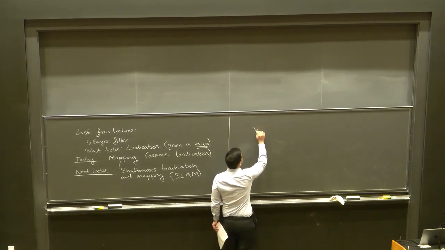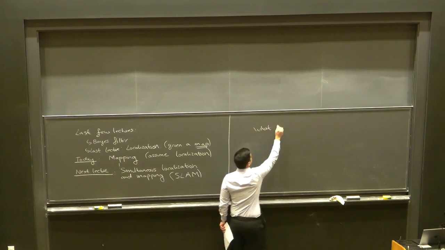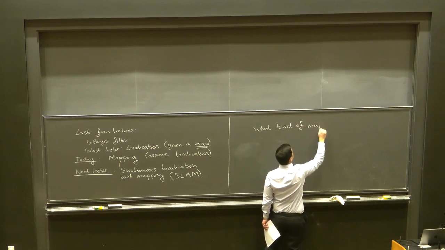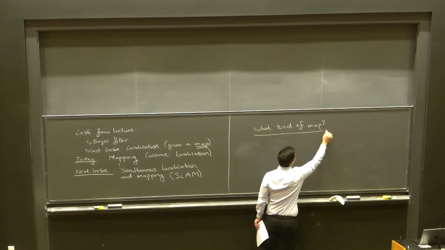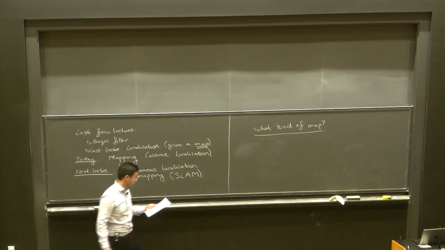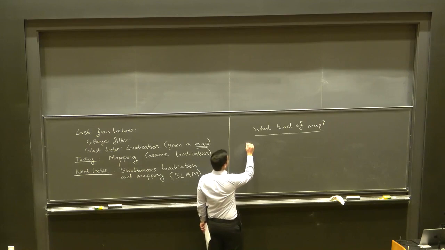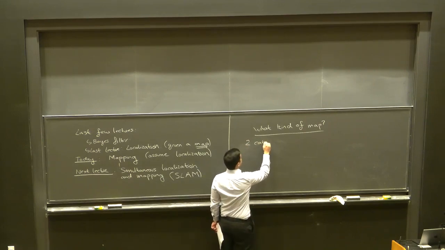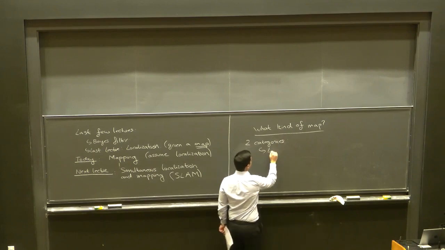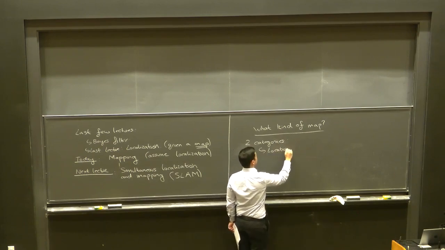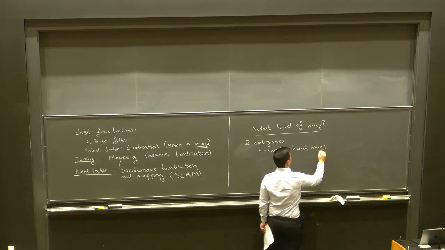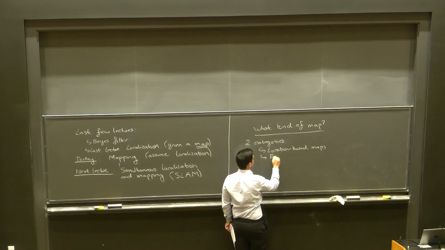And maybe really briefly, let's think about the different kinds of maps we talked about in the previous lecture, and what the pros and cons are of the different representations. In the last lecture, we talked about two categories of maps: location-based maps and also feature-based maps.